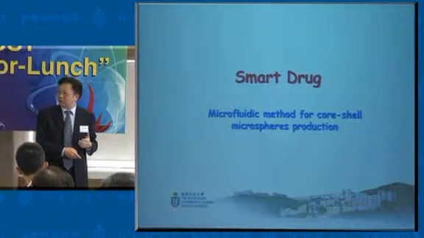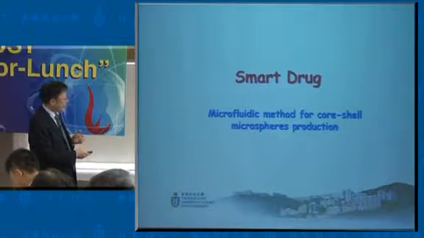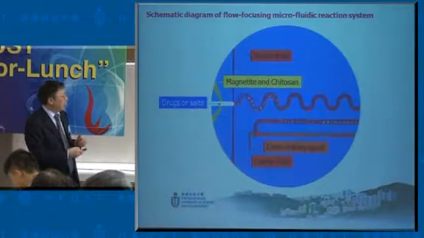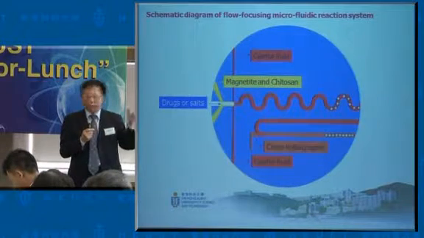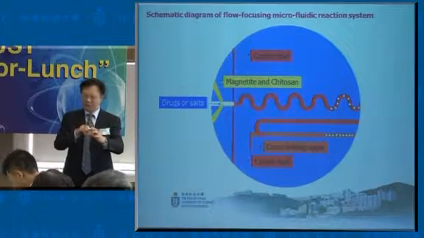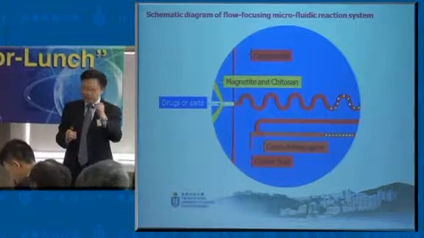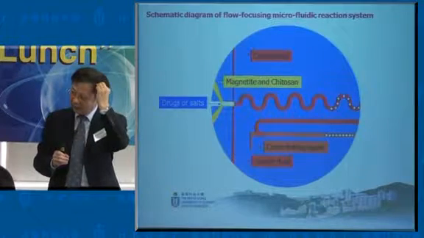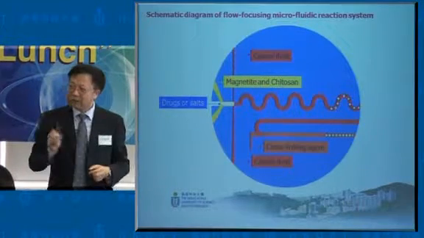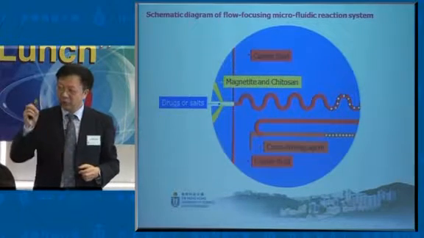Smart drug is very useful for drug delivery or smart drug release. So what's a smart drug? A smart drug is a core-shell microsphere. Core-shell is like a chocolate: inside is a large core, like the chocolate. But the size is a micron. So it's very small, and it's very difficult to make such small core-shell spheres.